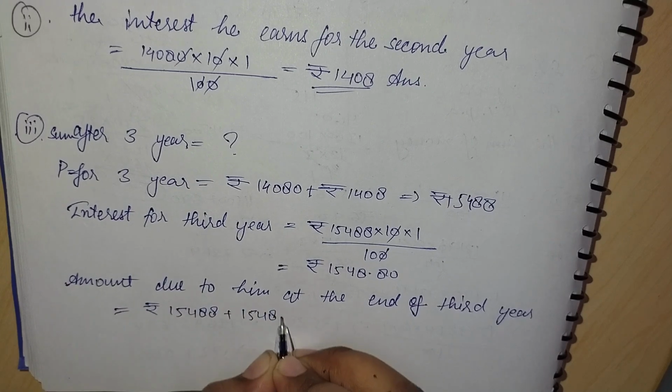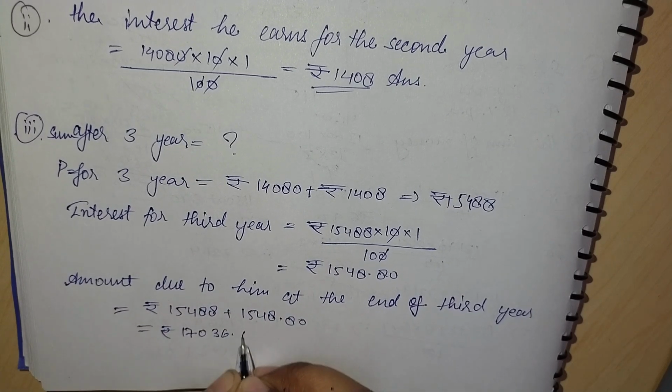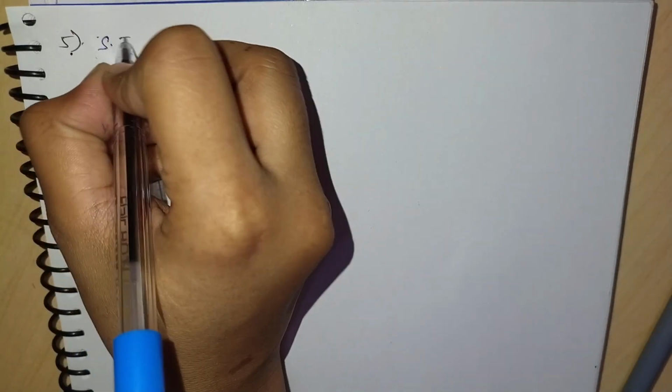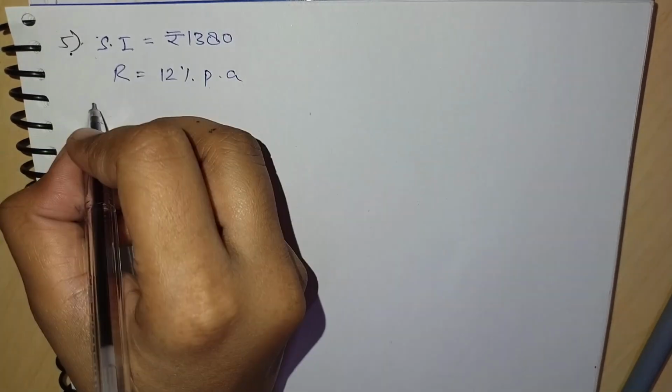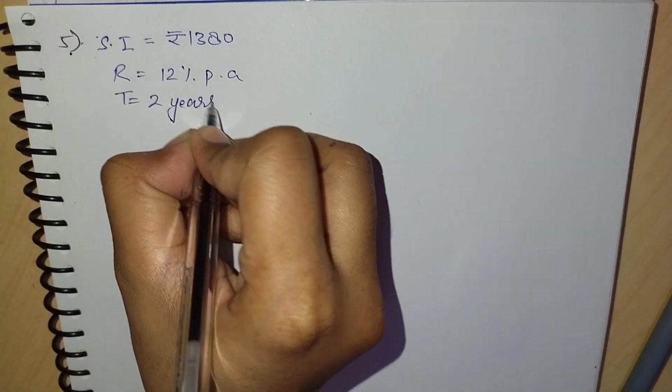So we will get rupees 15,488 plus 1,548.80 equal to 17,036.8. Now the fifth question says that the simple interest on sum of money for 2 years at 12% per annum is 1380. Find the sum of money.